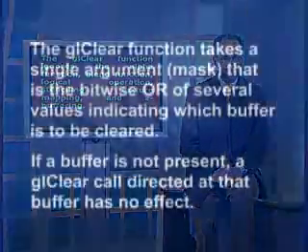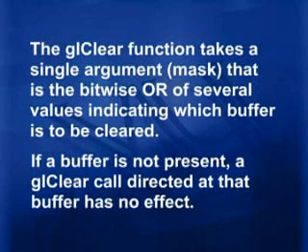The glClear function takes a single argument, mask, that is the bitwise OR of several values indicating which buffer is to be cleared. As I said earlier, we have different bit masks. We can specify each and every one of those or any that we need. Those that are specified are ultimately bitwise ORed, and that bitwise ORing generates a single mask. That mask is passed on as the argument to glClear and is used accordingly.